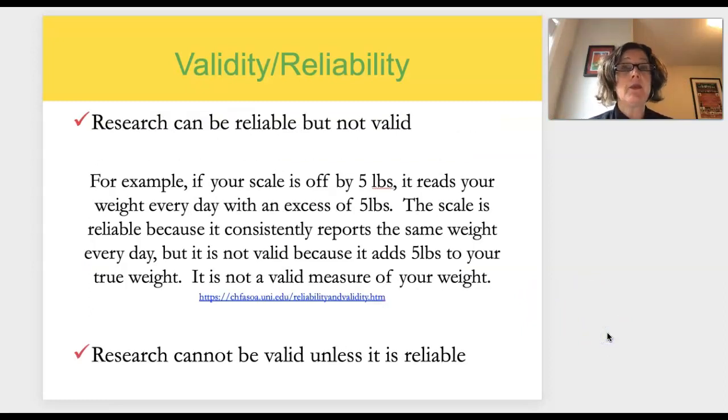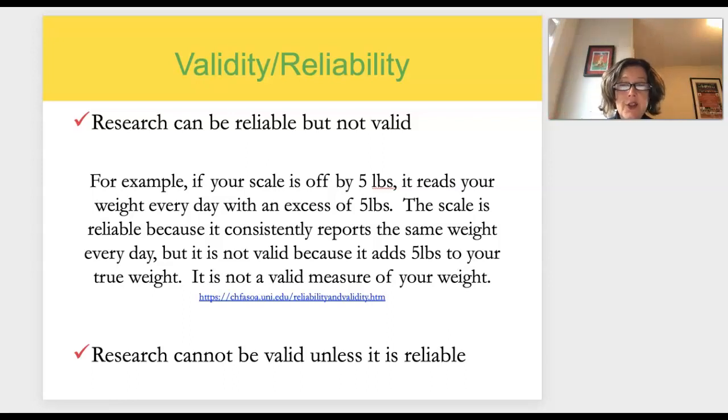Research can be reliable, but not valid. Here's an example of that. If your scale is off by 5 pounds, it reads your weight every day with an excess of 5 pounds. The scale is reliable because it consistently reports the same weight every day, but it's not valid because it adds 5 pounds to your true weight. It is not a valid measure of your weight. That's why research can be reliable: you can do the test over and over again and get similar results, but it's not valid because it's not really testing what you want to test.